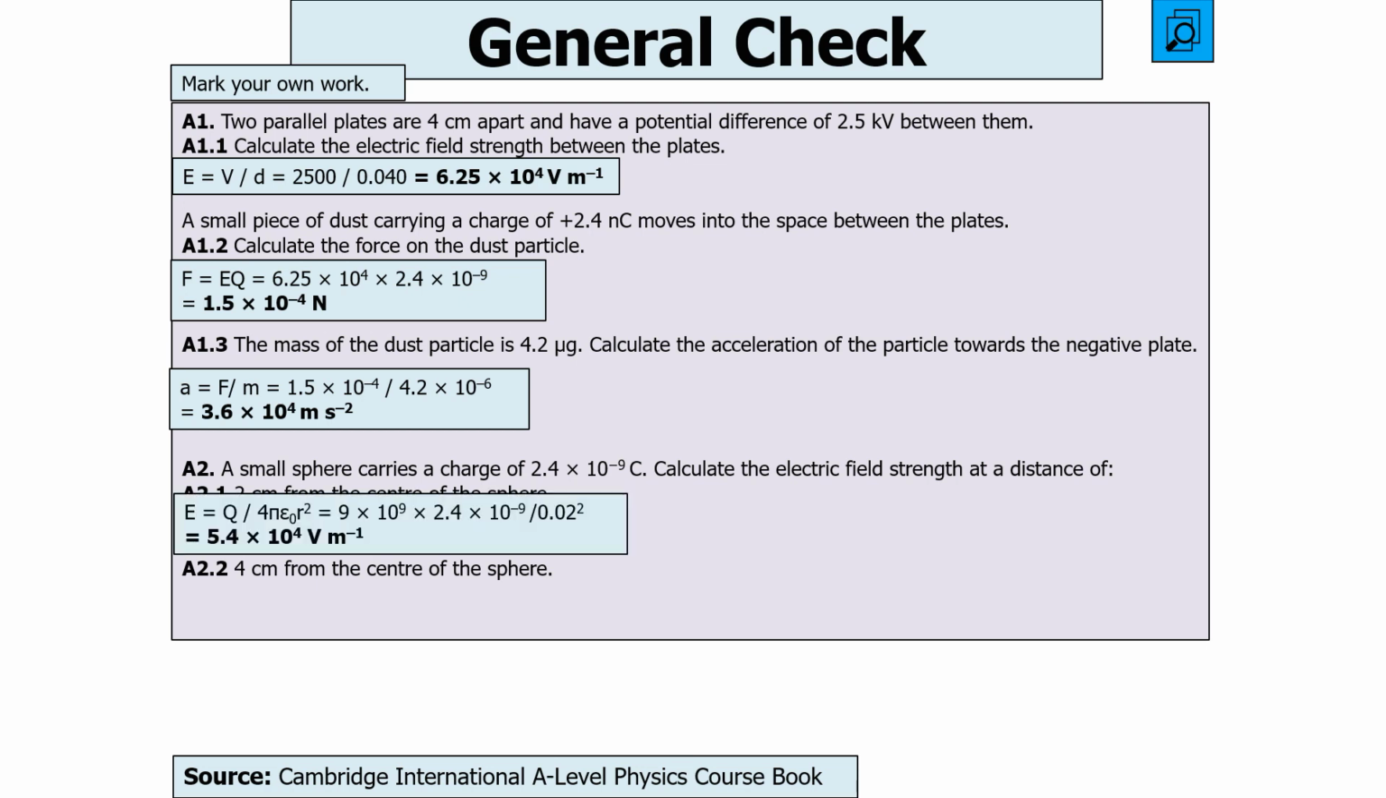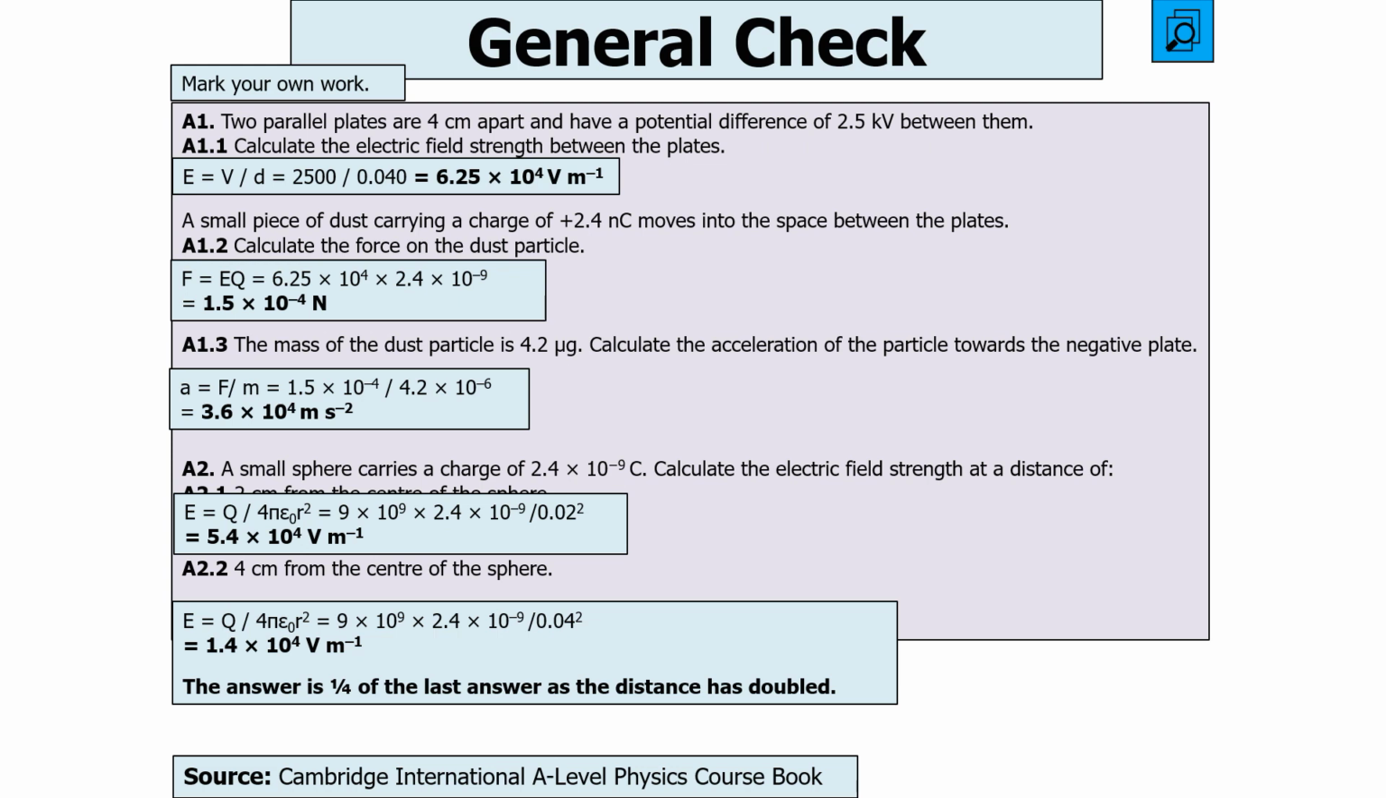In this next question, because it's a sphere, we have to use the radial field strength equation. So that is E equals Q over 4 pi epsilon 0 r squared. So you pop in all the values. Remember, it says 2 centimeters, but we don't work in centimeters in physics, we work in meters. So you've got to pop it through to be 0.02. Remember, it's r squared, so it's a squared value, so we get 5.4 times 10 to the 4 volts per meter.